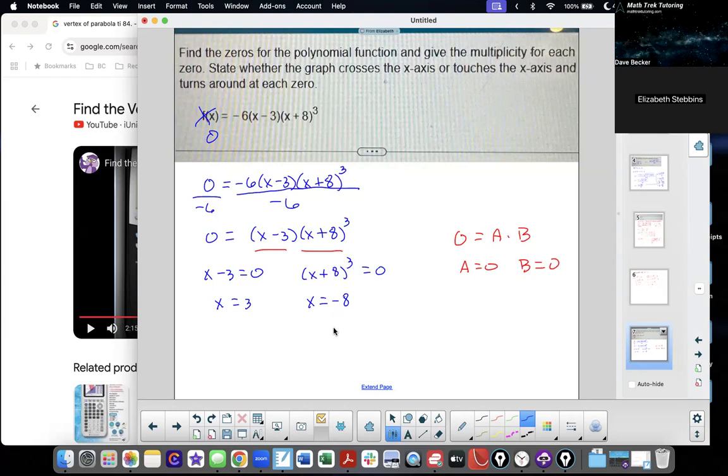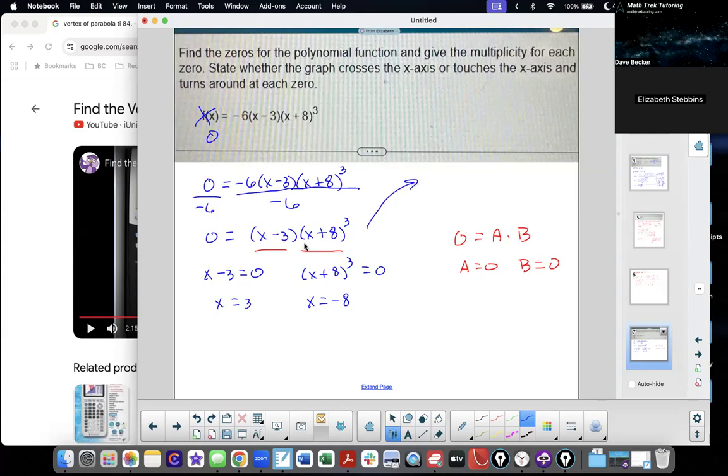Okay. Which way would you go? Definitely the quicker way. That makes sense. Okay. So now they say give the multiplicity. All right. And that means how many times is it a solution? Well, what do they mean by that?